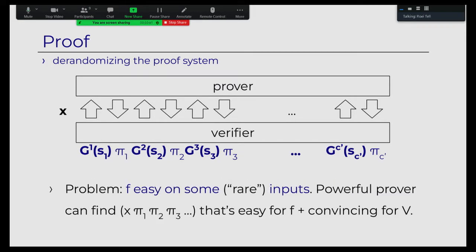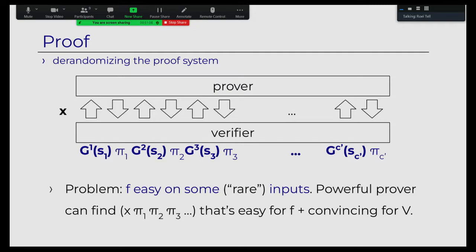And the main problem, which is not a problem when using an argument system, but it's a generic problem, is that f is easy on some inputs. There exist inputs on which f is not hard. We are not assuming almost-all-inputs type of hardness here. And the powerful prover can find these inputs and send them. The powerful prover tries to deceive us.